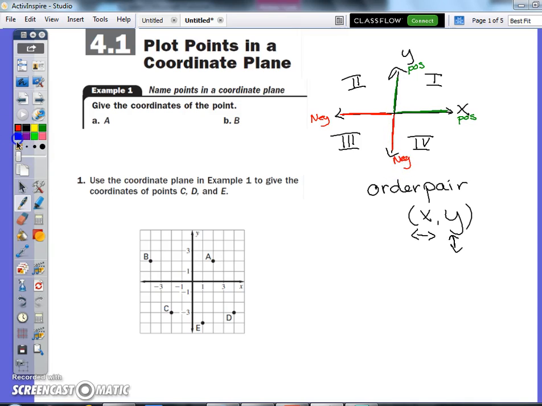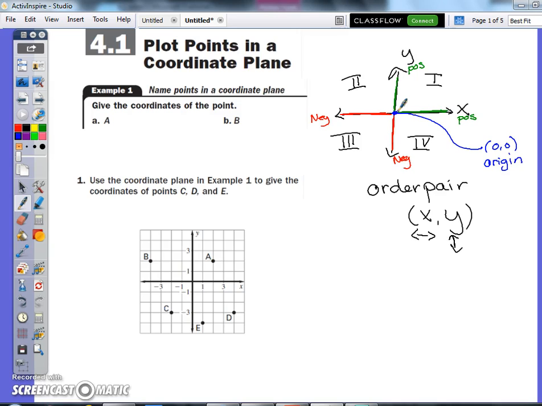Then we have some special points on our graph. This point in the middle, that is the point 0, 0. It is the origin. So you don't go any on the x, you don't go any on the y, 0, 0.